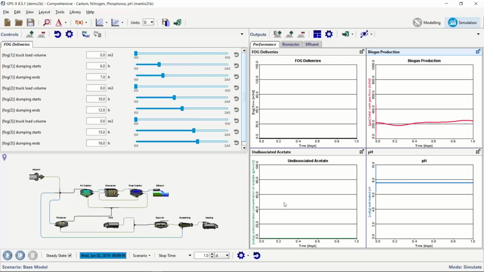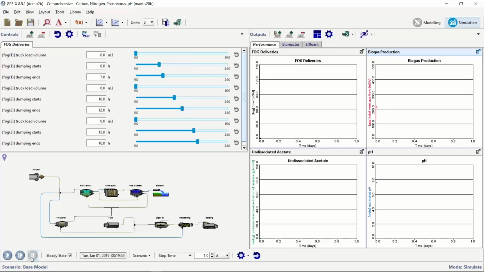Okay. So now what I want to do is run this as if it's been running just normally. We're not bringing in any FOG, and we're going to let the digester and everything come to a good position. And then I'm going to bring in some trucks, and we'll see what happens. So first of all, I'm going to run this for steady state without any truck deliveries at all.